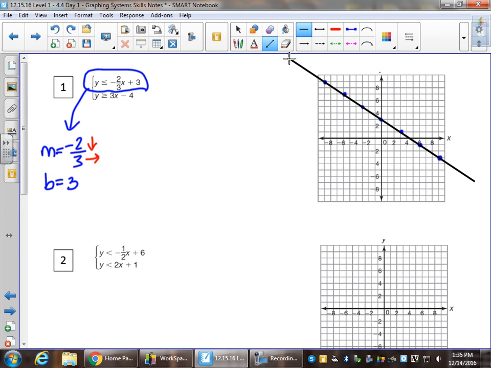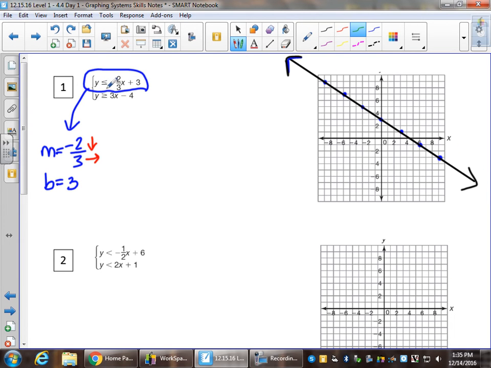edge. Please pause here if you don't have your ID out. Go get your ID or take a piece of paper, fold it into fours, you'll have a straight edge. I know that this is a solid line because this has an or equal to part.